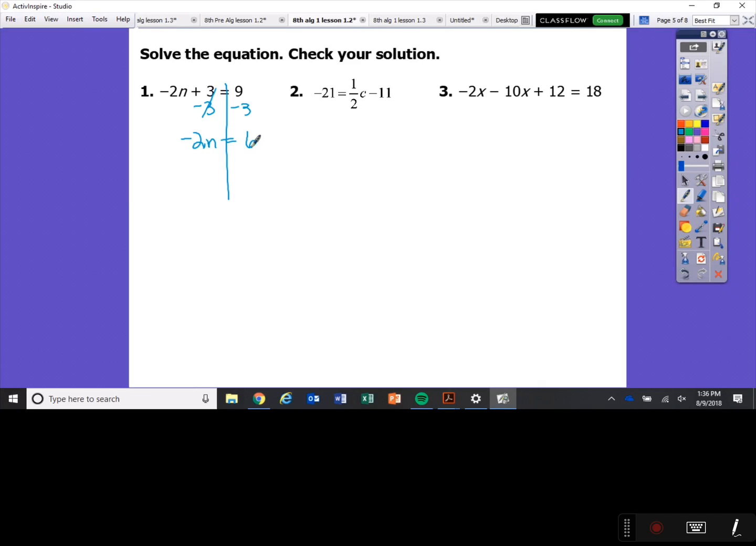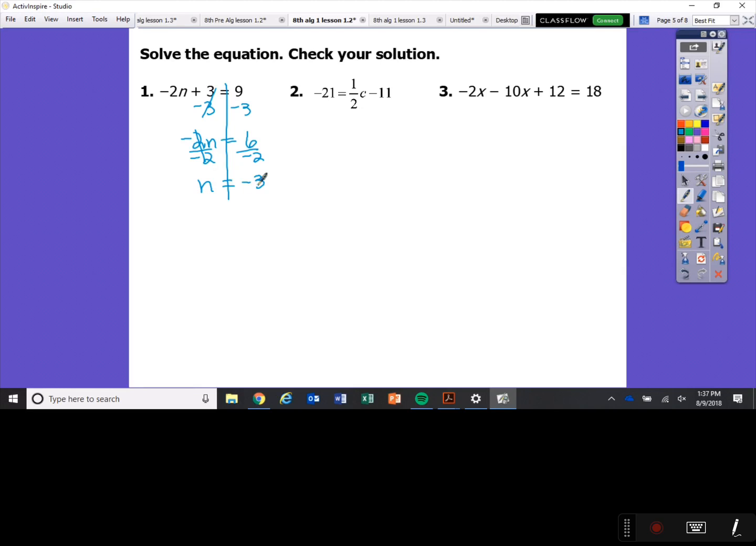Is n by itself yet? No. So now we divide by negative 2. And what's 6 divided by negative 2? Negative 3. Alright, number 2, the fraction one.